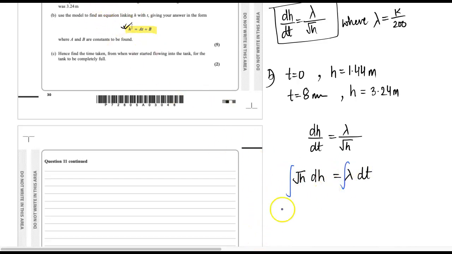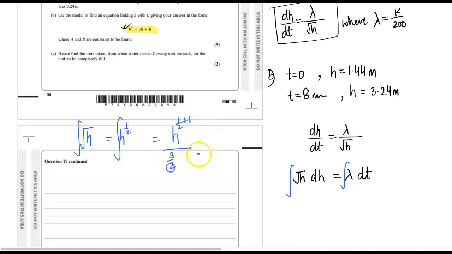Let's integrate that. Root h is nothing but h to the power half. If you integrate that, you are basically doing h to the power half plus 1. So half plus 1 gives you 3 halves, divided by whatever the value you have got.